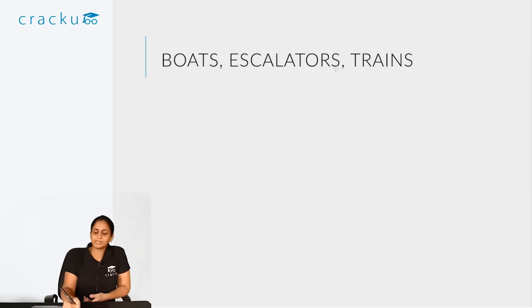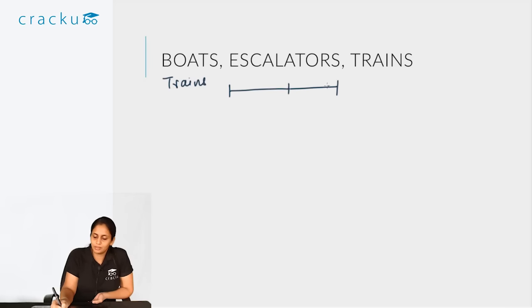The basic things that you need to remember in terms of trains is, if a train has to cross another train, when I say two trains completely cross each other, the end point of this train, so this is start point one, end point one, this is start point two, end point two.